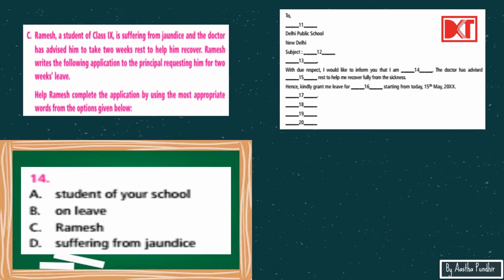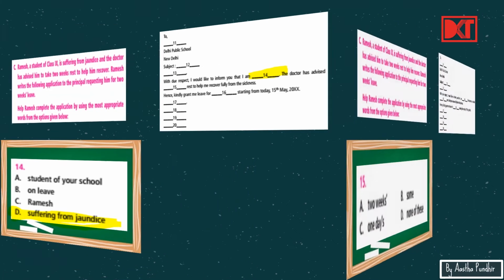Okay, here we have, with due respect, I would like to inform you that I am dash. I am a student of your school, I am on leave, I am Ramesh, or I am suffering from jaundice. Okay, so here, with due respect, I would like to inform you that I am suffering from jaundice. He is giving out the information, right? I am suffering from jaundice. The doctor has advised dash. Okay, let's see this in the next.